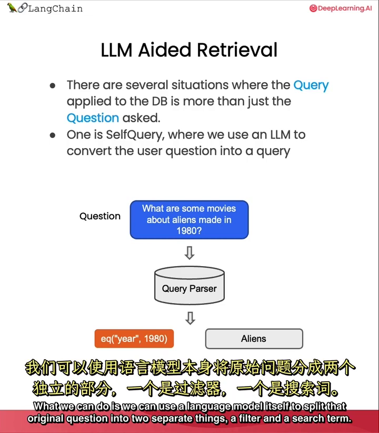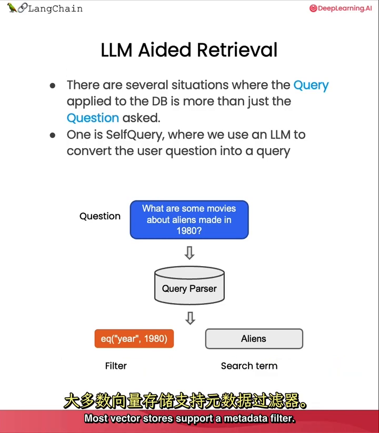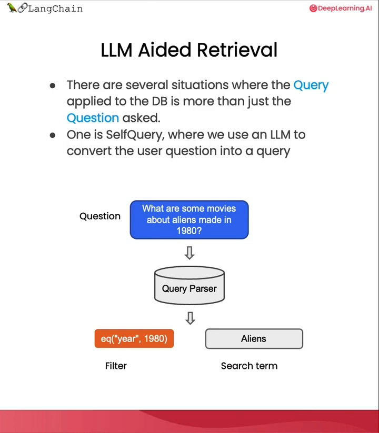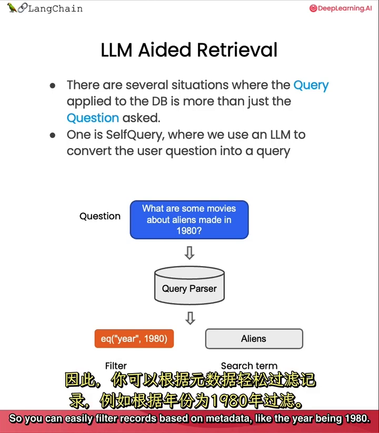What we can do is we can use a language model itself to split that original question into two separate things, a filter and a search term. Most vector stores support a metadata filter, so you can easily filter records based on metadata, like the year being 1980.